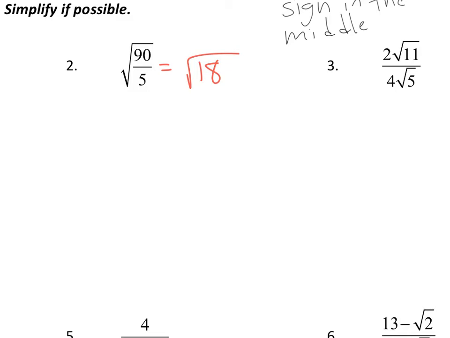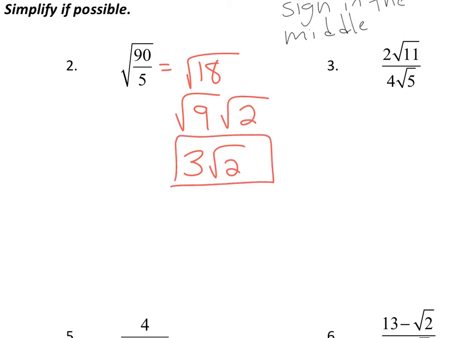All right, here we go. Here are my two factors that I found: square root of 9 and square root of 2, because 9 was the biggest perfect square I could divide 18 by. Square root of 9 simplifies to be 3. Square root of 2 is irrational, so you leave it alone. There would be your final answer.